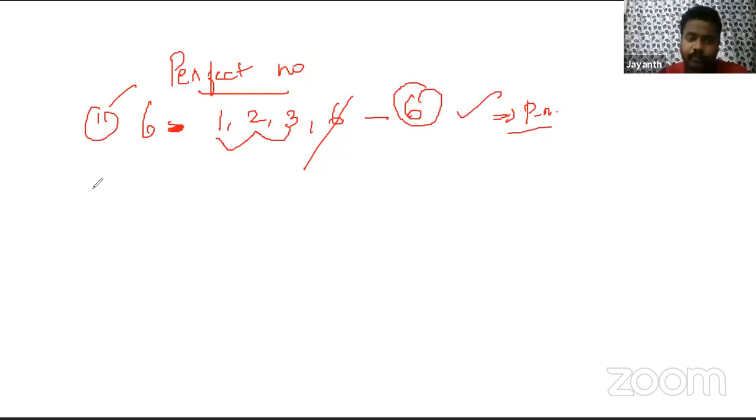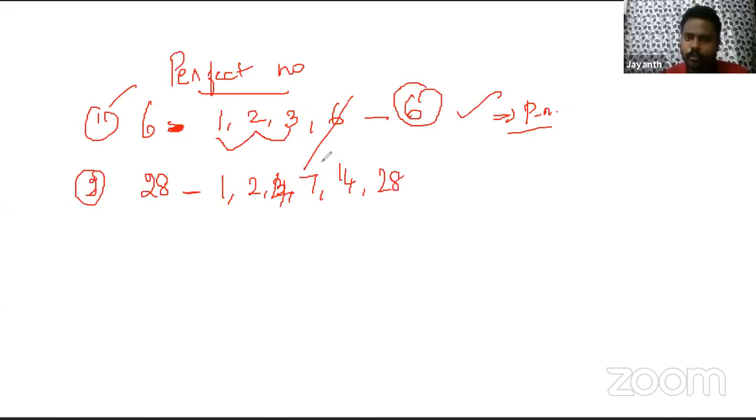Likewise, the second perfect number we have is 28. The factors are 1, 2, 4, 7, 14, 28. These are all the factors of 28, right? So, as per the definition, excluding the number 28, 1 plus 2 plus 4 plus 7 plus 14 is 28. If the remaining factors give you the same number, it is a perfect number.